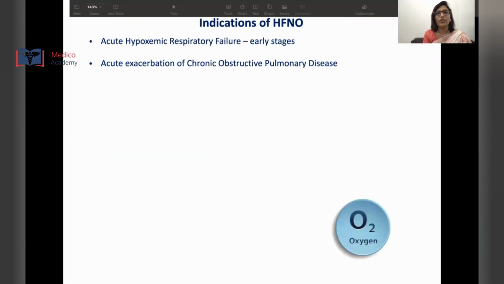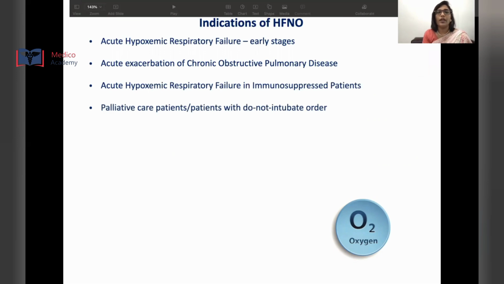So the indications of high flow nasal oxygen therapy would include acute hypoxemic respiratory failure, especially in the early stages. Then we can use it in acute exacerbation of chronic obstructive pulmonary disease, and acute hypoxemic respiratory failure in immunosuppressed patients, because in immunosuppressed patients, if you intubate them, then there is more chance of ventilator associated pneumonia. So in such patients, this is a very good alternative.